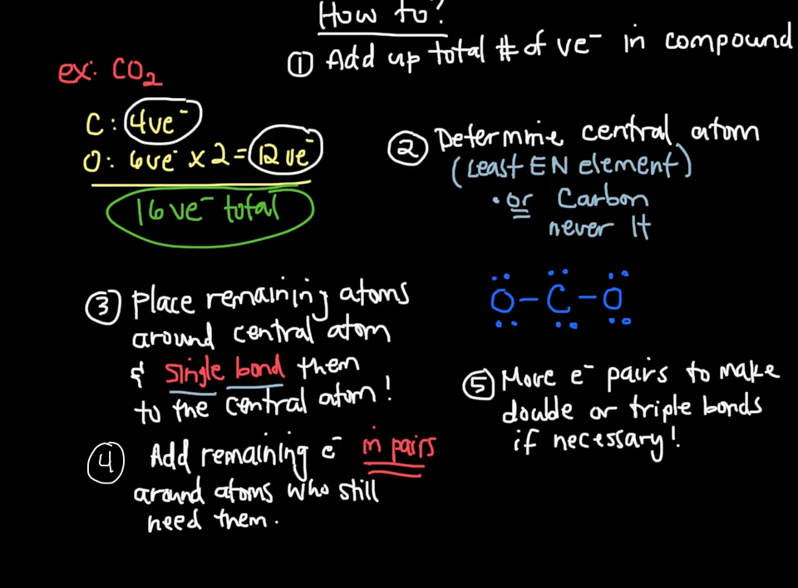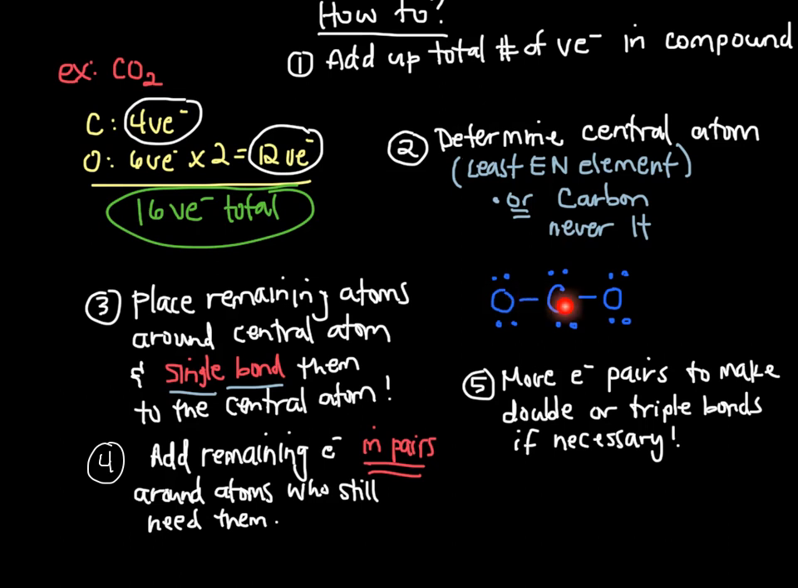Now, when I say move electrons in pairs to make double or triple bonds if necessary, what I mean by that is if we have atoms that lack 8 valence electrons, or whatever it is they're trying to get, we need to make sure they get those, but we can't just add electrons that we don't have. We only have 16 electrons. So in this case, we can't just go and add electrons where needed. We have to move electrons.